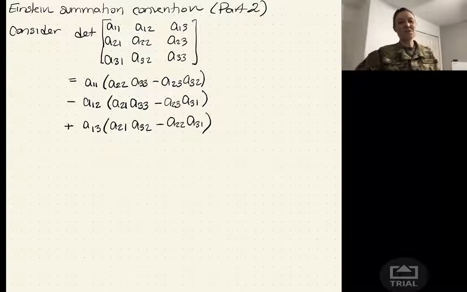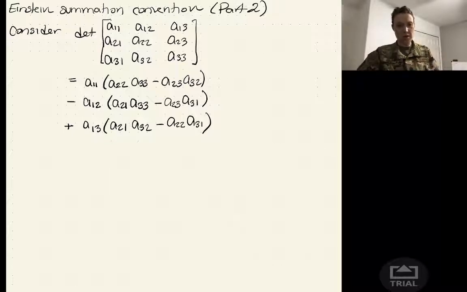Okay, Einstein summation convention part 2. This is actually going to be really fun. What we're going to aim to do today is figure out how to write the determinant of this 3 by 3 matrix in Einstein summation convention. So this determinant, this matrix, as well as the cofactor expansion, is in your notes.